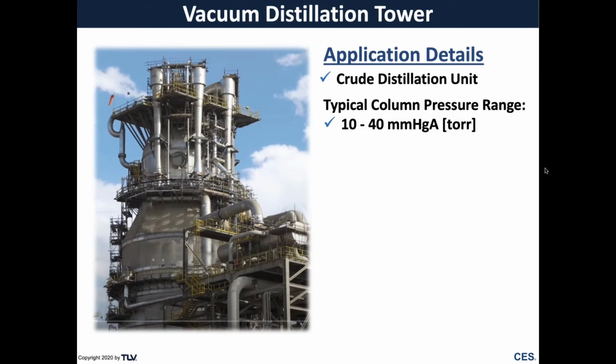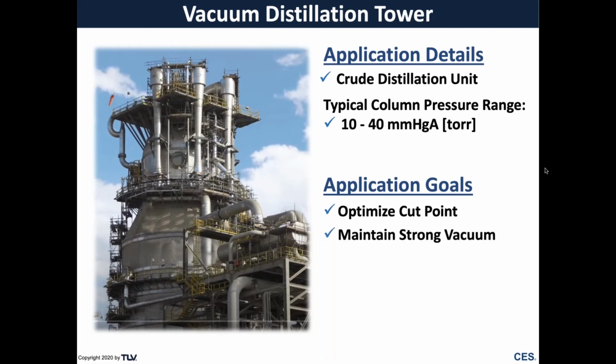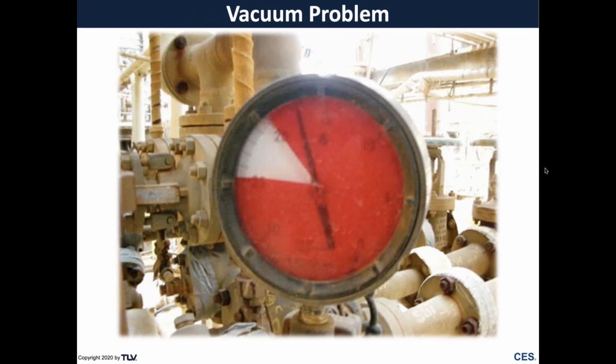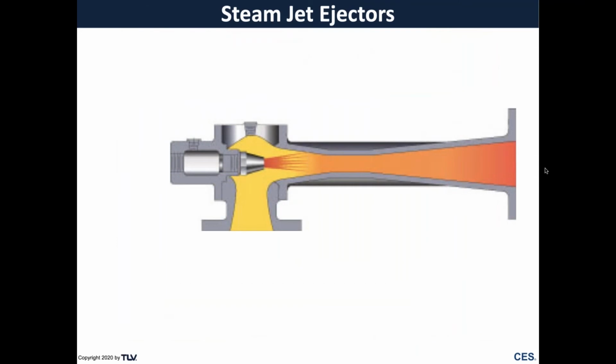Let's take a look at a distillation unit and a distillation column. And what's our goal? We want to optimize the cut point. That's why we're in business, right? We want to get maximum return on investment. High quality production. We have to maintain a strong vacuum. But how do you get that vacuum? Why do we see this? Yes, it might be leaks, but it also could be poor quality steam ejectors.